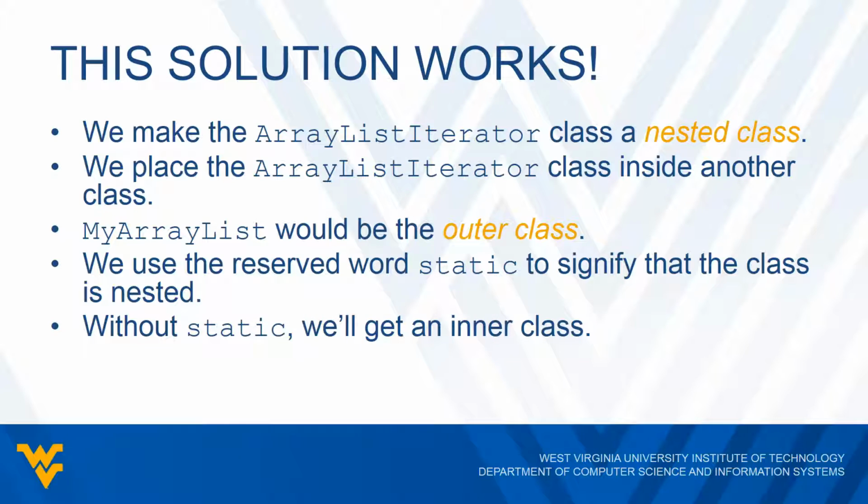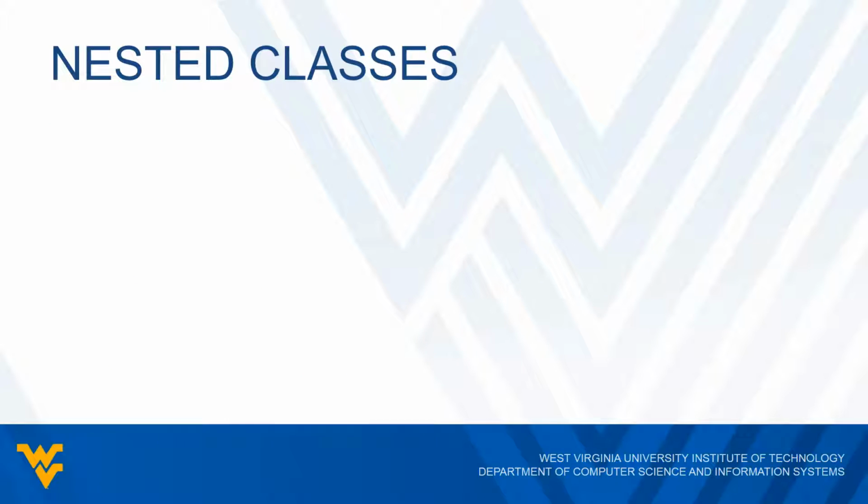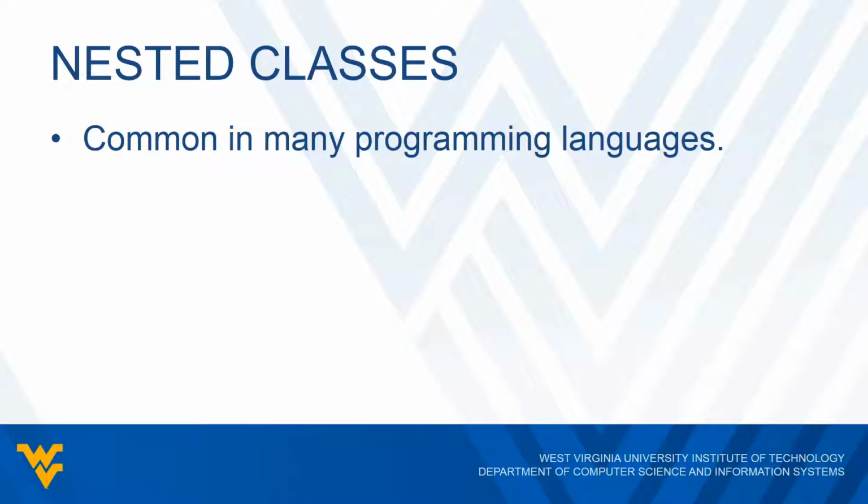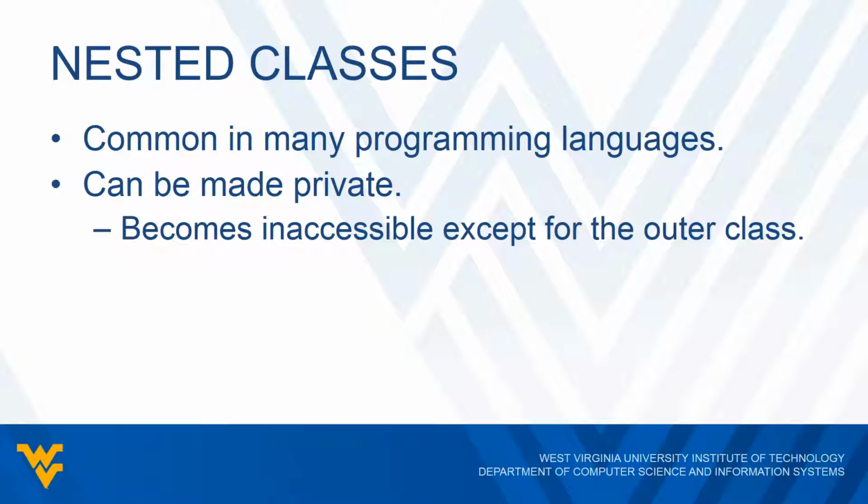If we did not include the word static, our ArrayList iterator class would become an inner class, which sometimes is good, sometimes is bad, depending on the situation. Believe it or not, nested classes are quite common in many of the different programming languages. And one of the things that we can take advantage of is the fact that the nested class can be made private. And this is really nice because then it's inaccessible except by the outer class. So anything beyond the outer class wouldn't be able to directly access anything inside the nested class. And this is a really good thing.